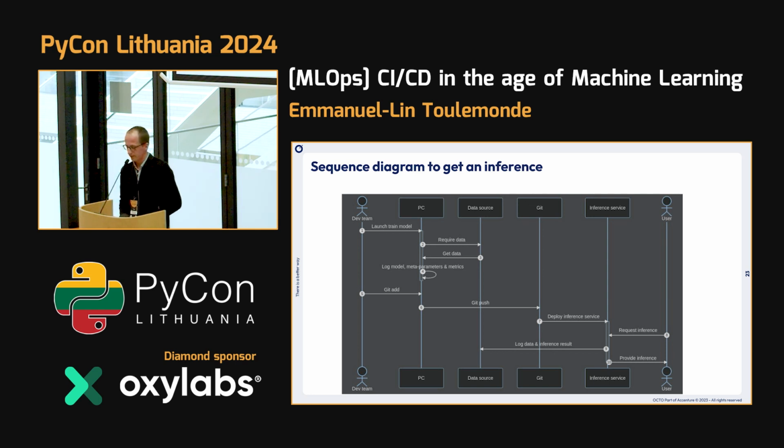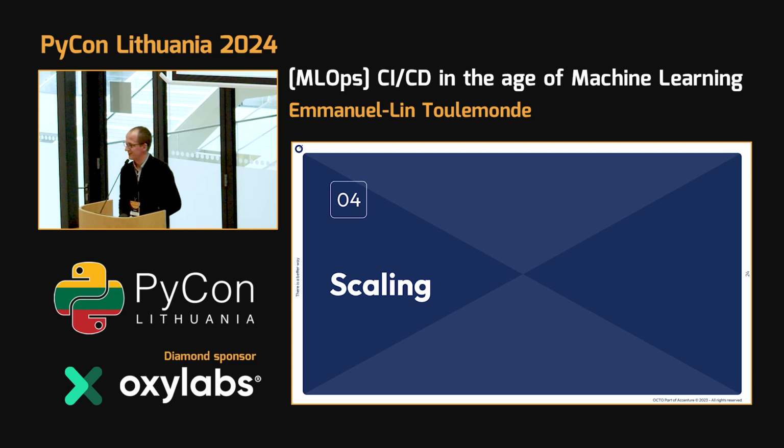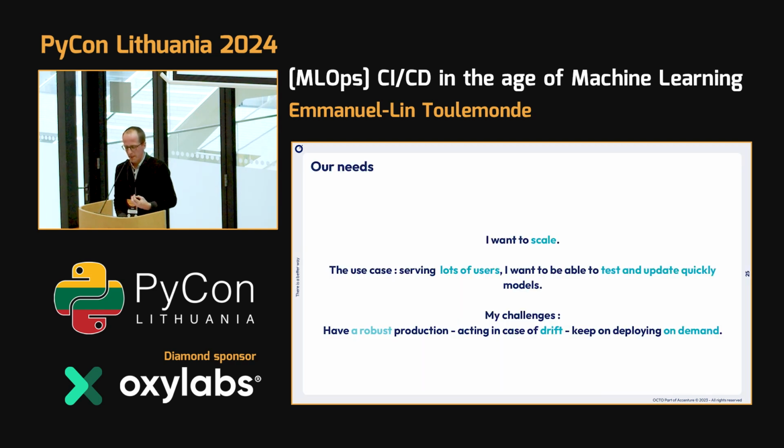Nice. It worked. Now they want me to scale. I need to make more product, I need to compare some models, you know, do some A/B testing and stuff like that. So I want to scale. I'm serving a lot of users now. I have thousands of users because it's a great product, millions of users. I want to test and update quickly the models. I want to do some A/B testing.